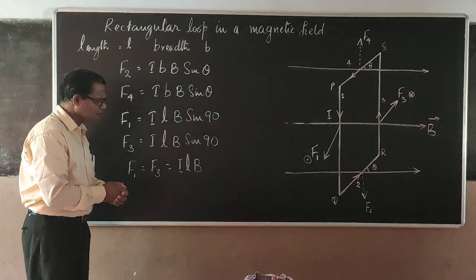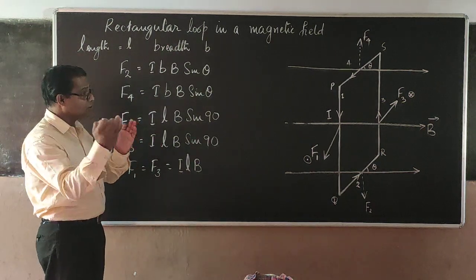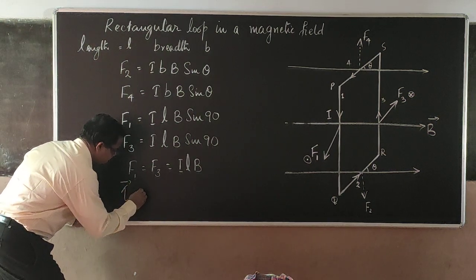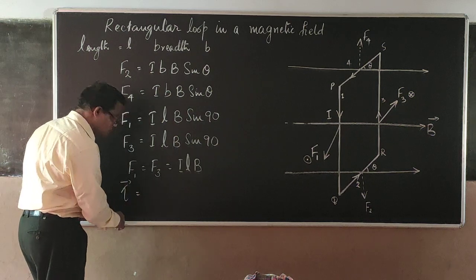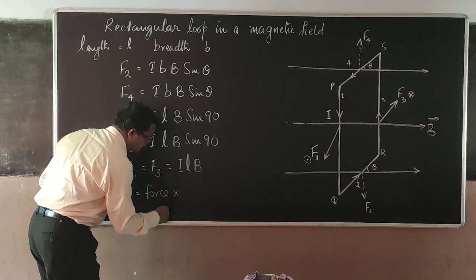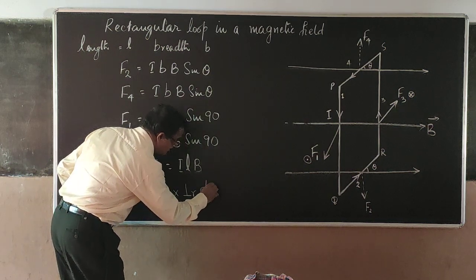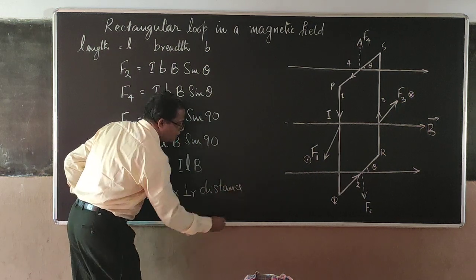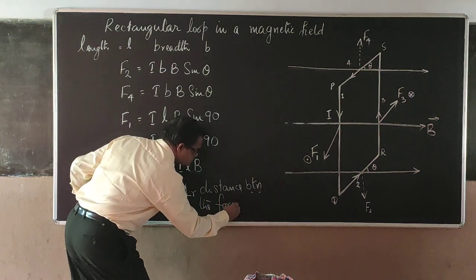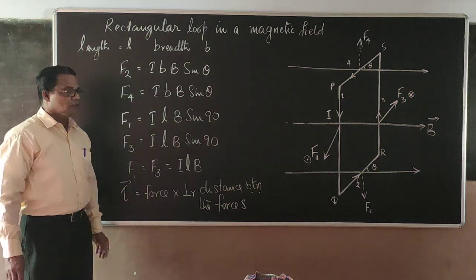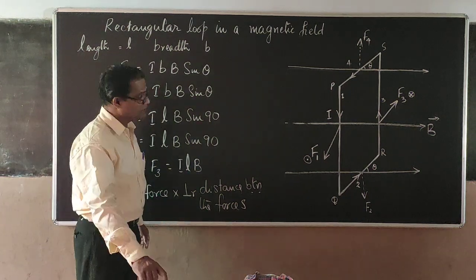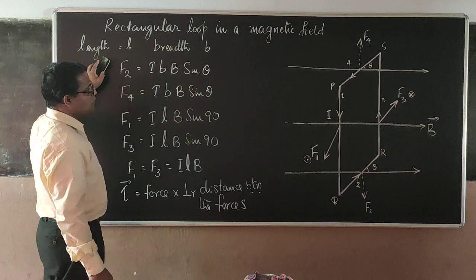So the torque that will be making the rectangular loop rotate will be equal to, we can take that from last year's rotational dynamics, torque is equal to either force multiplied by the perpendicular distance between the forces. This is the condition for torque acting. Now, to find the torque acting, we have to consider the case in another way to understand it.